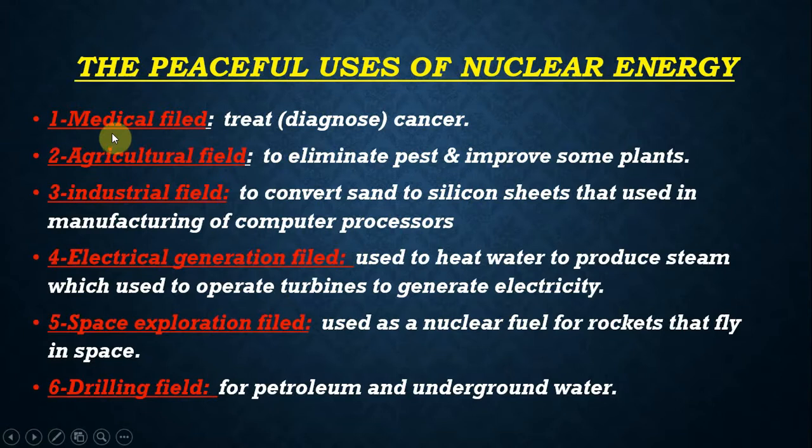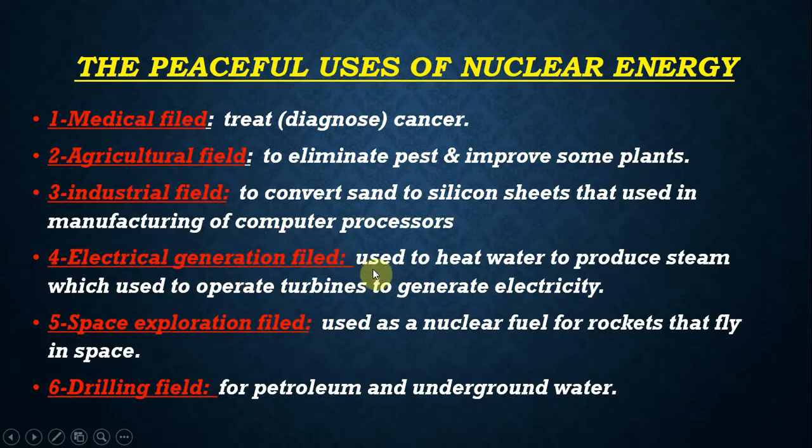It is used in a lot of fields, like the medical field, used in treatment and diagnosis of some tumors like cancer; the agriculture field, to eliminate pests and improve some plants; and industrial fields, to convert sand to silicon sheets. Sand is silicon oxide, so it is converted into silicon, and I use silicon in manufacturing computer devices and processors.